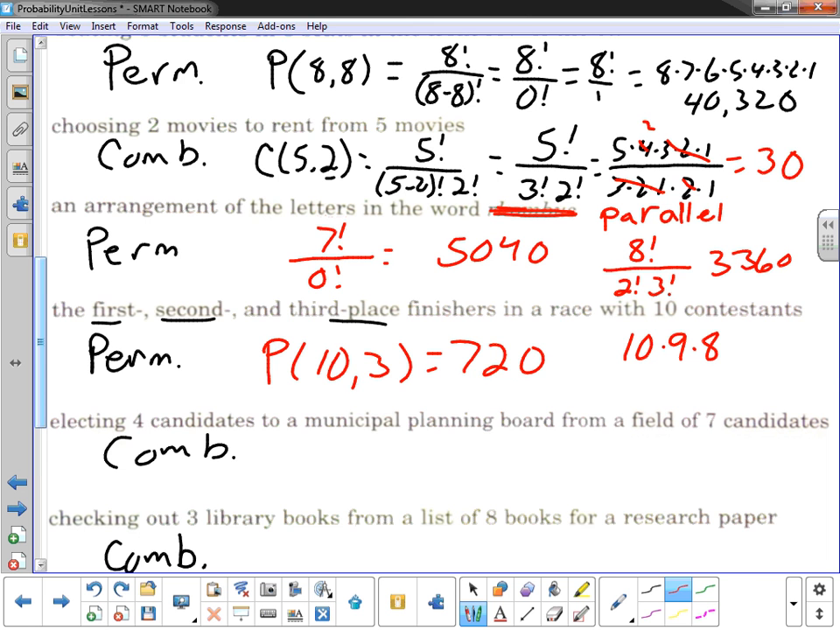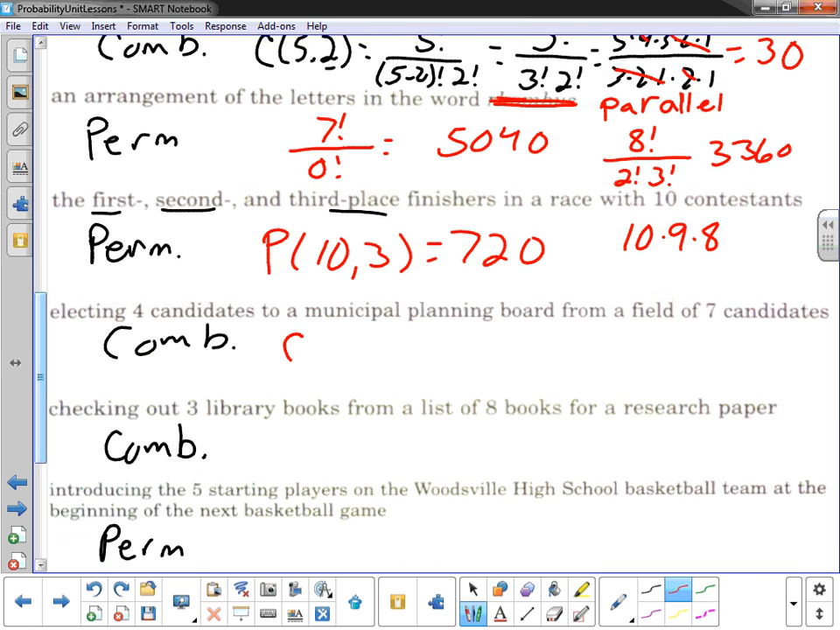Okay. So now the next one, it would just be a combination of 7, 4, and we can do that pretty simply as well. Run it through the system, and there's 35 planning committees that can be made. Combination of 8 things, taking 3 at a time. There's 56 of those.